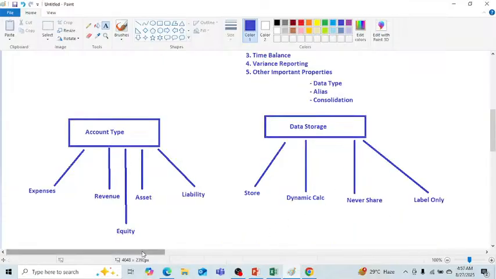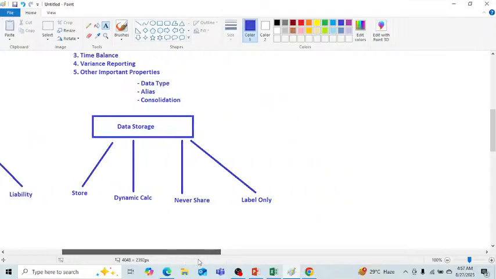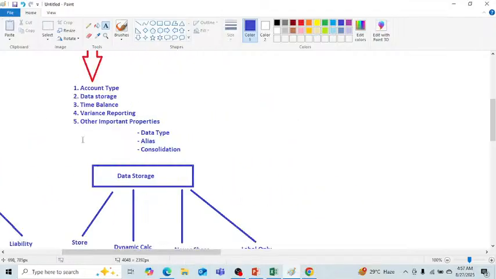So another thing that we have, the third members property, is time balance. The time balance property tells PBCS how to aggregate data over the period dimension. It is vital for balance sheet accounts. The four types are flow, balance, first and average. So let me write them. What are these four types?